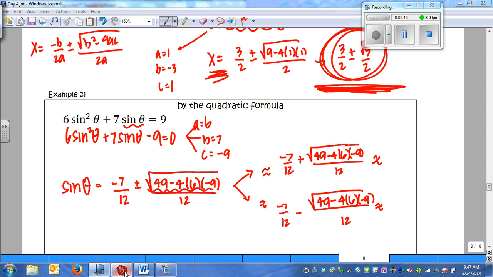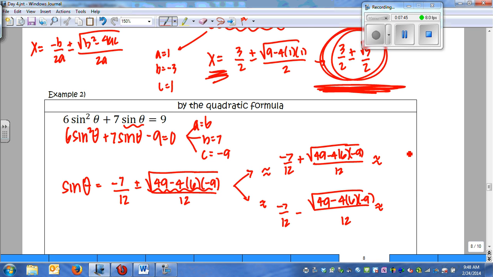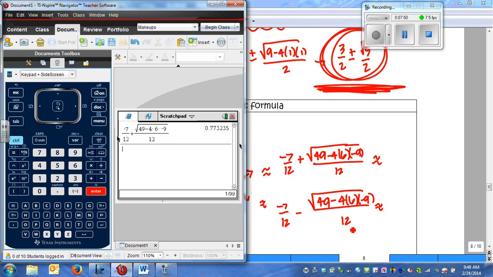So we can go ahead here and we can calculate. We need a fraction, so control fraction. Negative 7 over 12 plus another fraction, the square root of 49 minus 4 times 6 times negative 9, and that is over 12. This first value is approximately 0.773235.